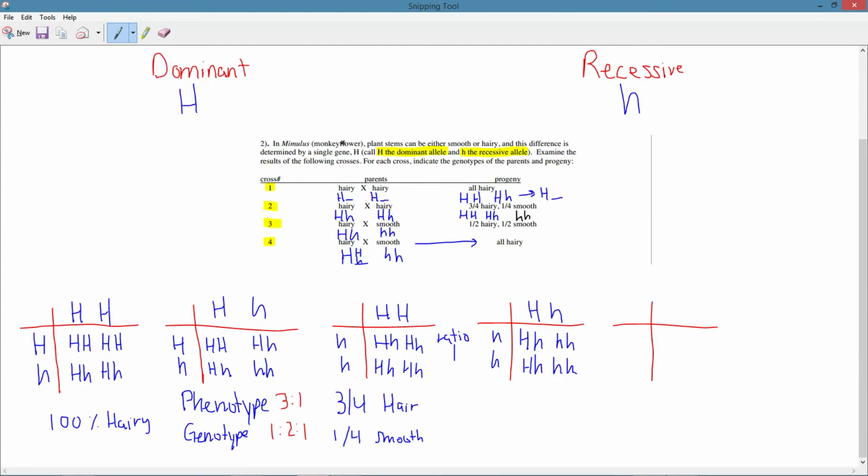For cross number 3, you know that you need an uppercase H for the hairy one, but at the same time you will get a lowercase h. For the 1/2 smooth, you'll get both recessive, little h and little h. For the all hairy, you can have uppercase H, uppercase H, or uppercase H and a lowercase h.